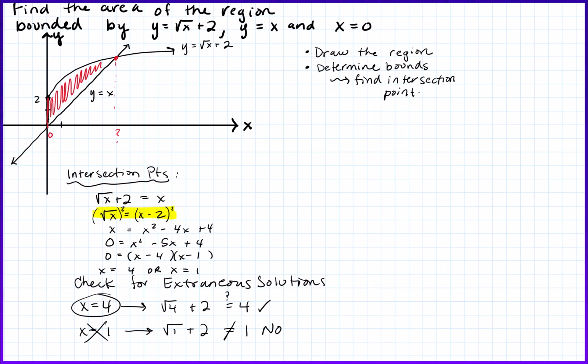So a good little review of algebra there. But 4 is a solution. And I know my scale is not perfect, but I'm not going to redraw this. This is at 4. So my scale on the x-axis is just a little bit off. But that bound right there is 4.